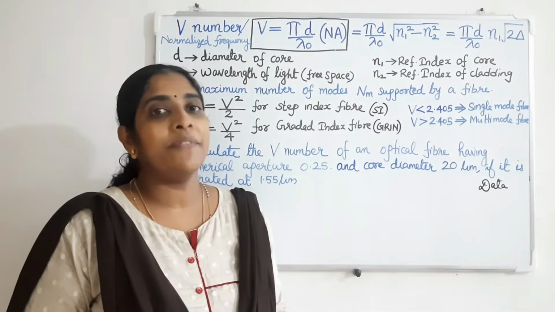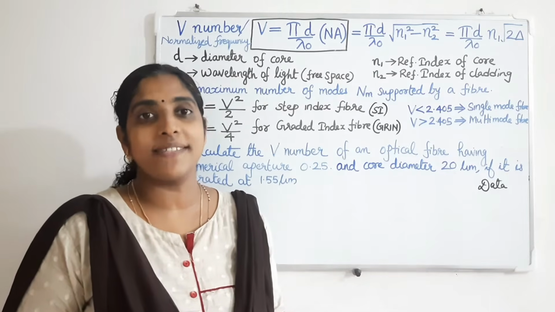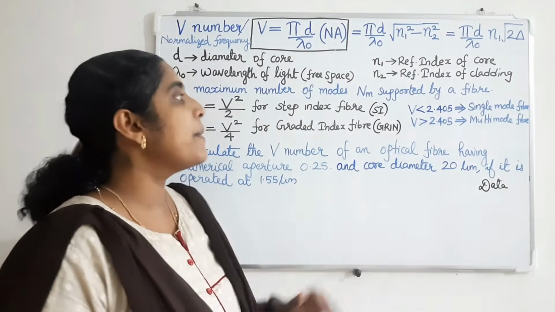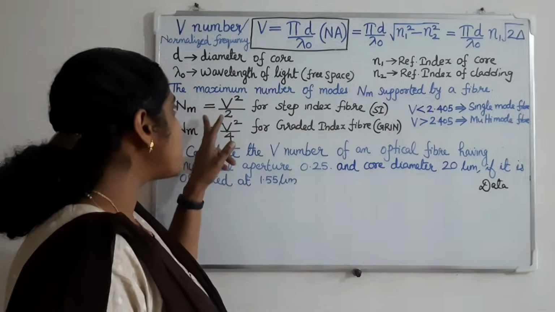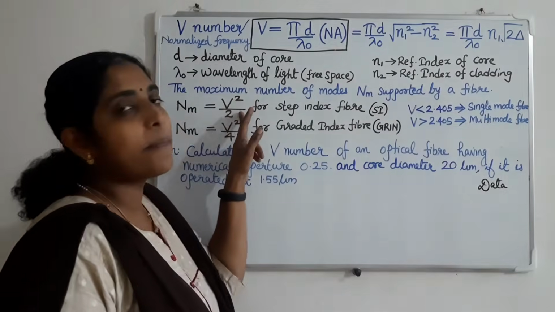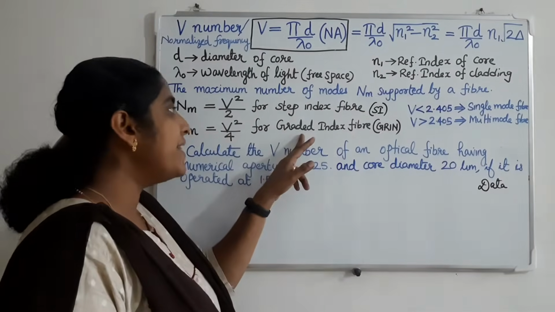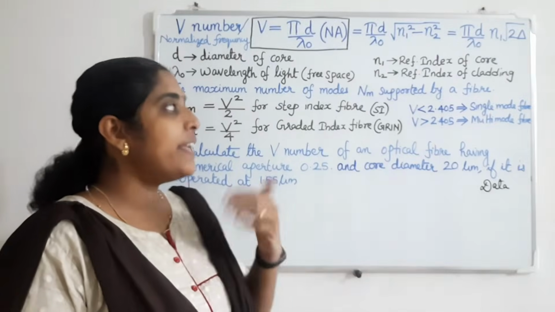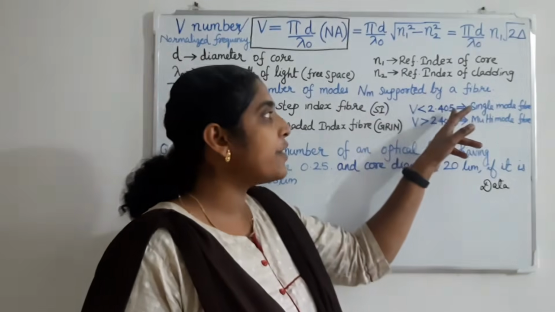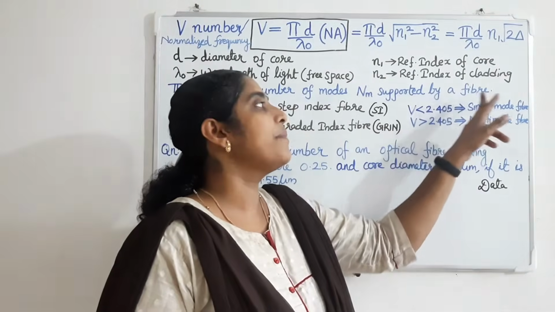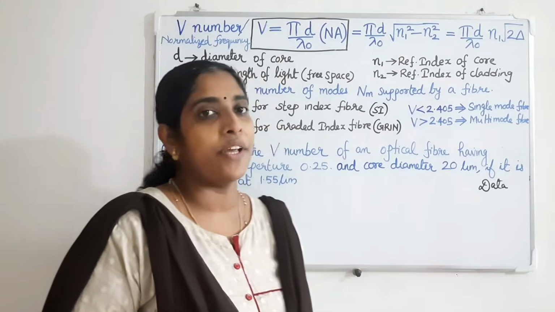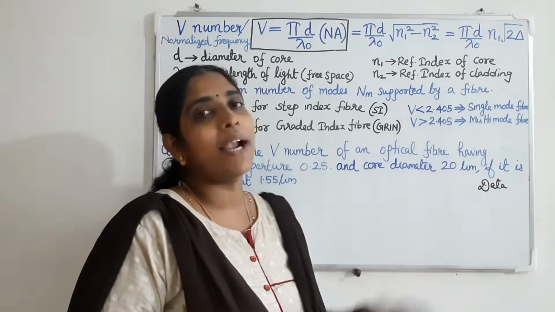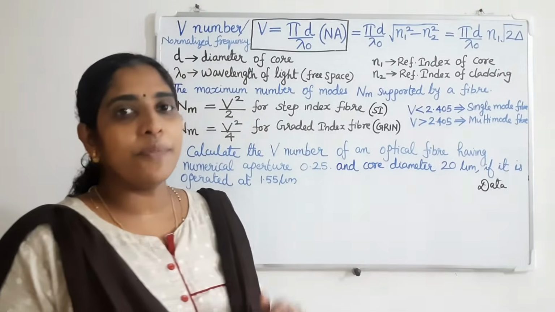If we know the V number, we can find out the number of maximum modes of propagation possible for an optical fiber. For a step index fiber, the number of modes possible is equal to V square by 2. And for a graded index fiber, the number of modes possible is V square by 4. And again, if this V is less than 2.405, that fiber is corresponding to single mode. And if V is greater than 2.405, that is a multi-mode fiber. So we can do the numericals based on this.